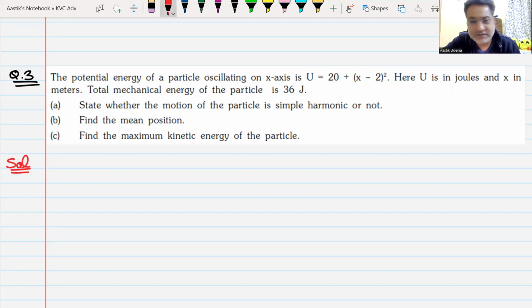How did you get the mean position as 2? It felt like that, sir. Potential energy is minimum at the mean position, sir. Okay, and that is why you put x as 2. Okay, good.